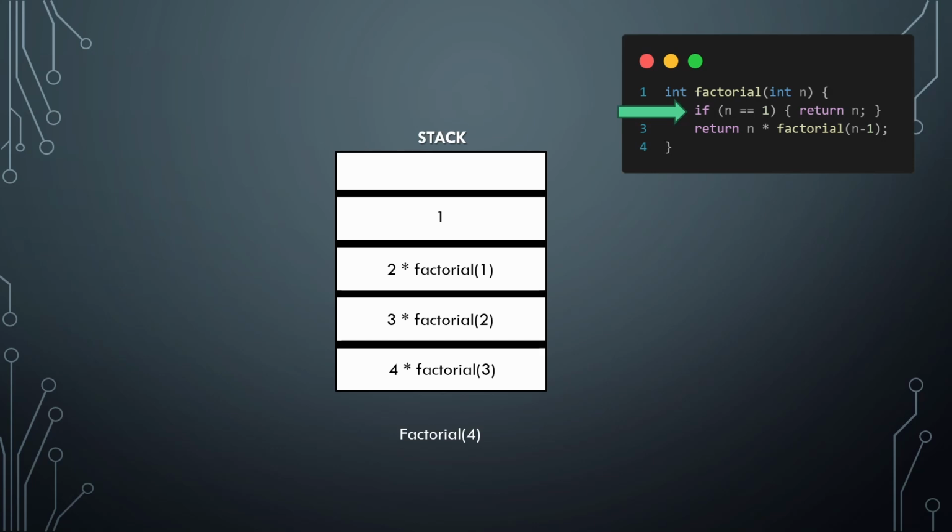Great, now we filled our stack, and since there are no more recursive calls, we will start popping elements from the top of the stack and calculate the output. Watch this. Factorial of 1 resulted in 1, so we can replace factorial of 1 with 1, which makes 2 times 1 result in 2. Now factorial of 2 resulted in 2, so we replace it with 2. Factorial of 3 resulted in 6, so it will be replaced by 6. And in the end, we will get the factorial of 4, which is equal to 24.